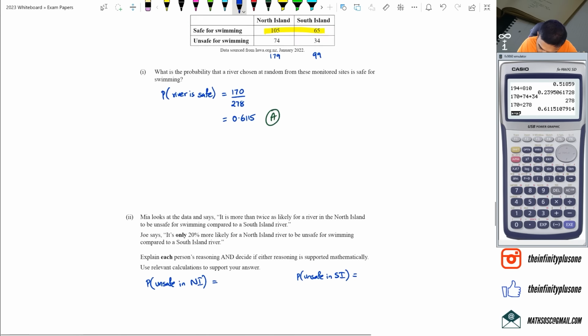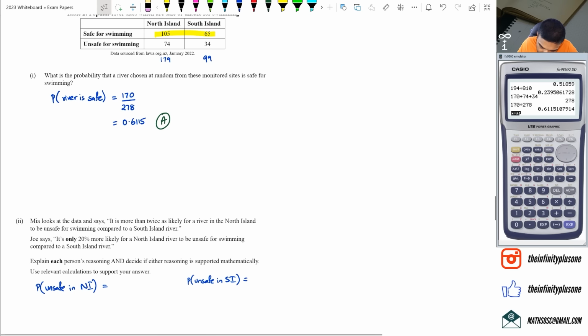So going back to that table, as you can see, unsafe in North Island: the number of rivers in North Island is 179 and unsafe is 74. So that's my 74, and 179 is the total number of rivers in North Island. The total number of rivers in South Island is 99, and 34 of them are unsafe. So the 34 is going to pop up here.